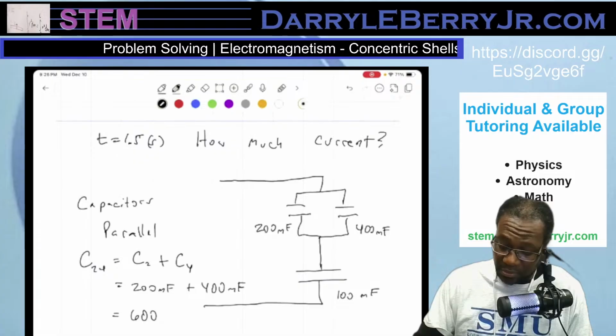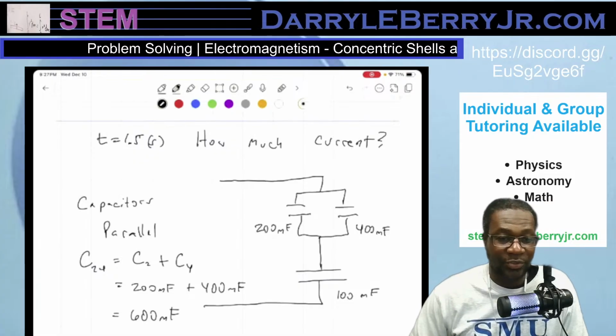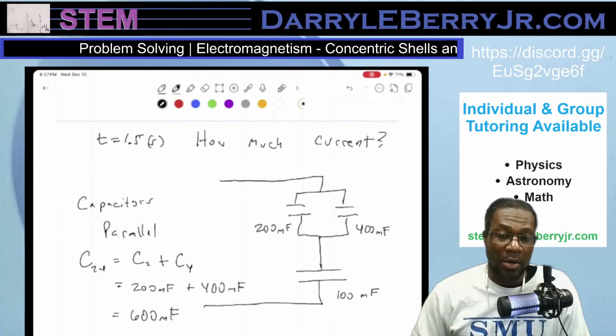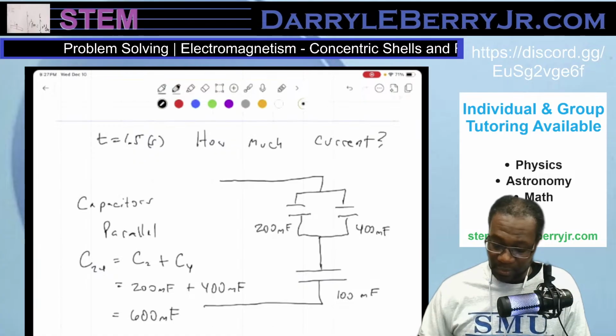So that's 600 microfarads. Hey, what's going on, Riker? How you doing?